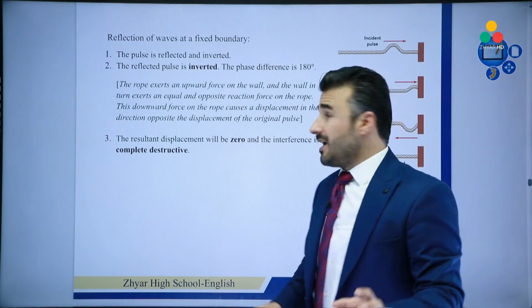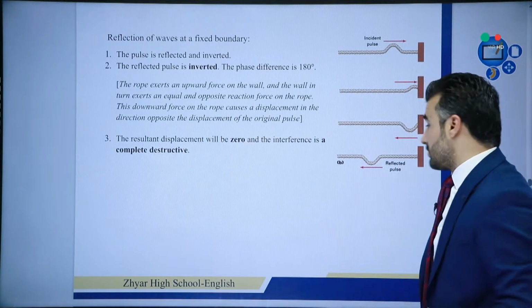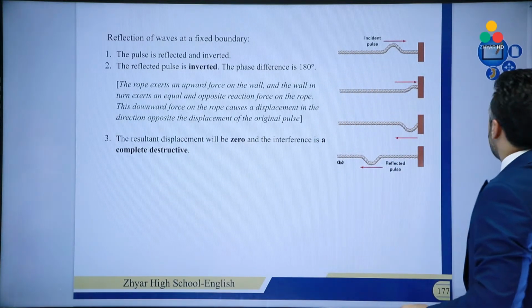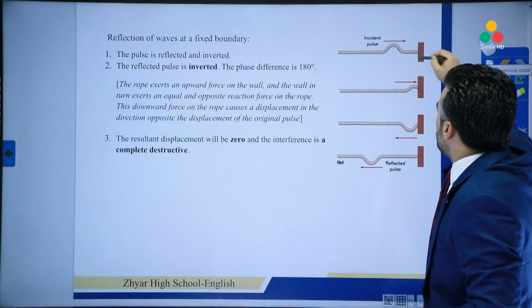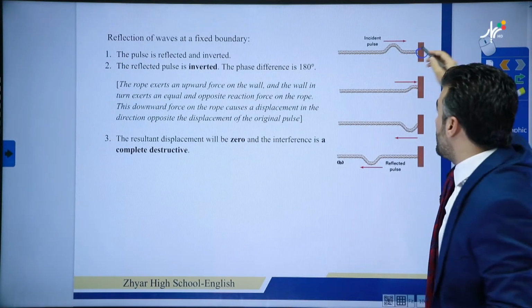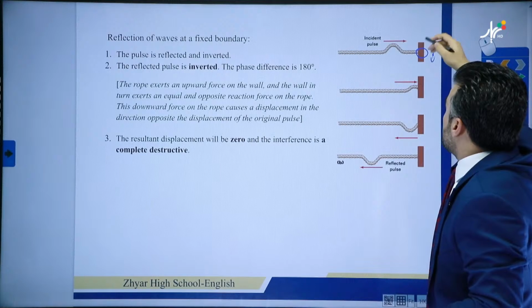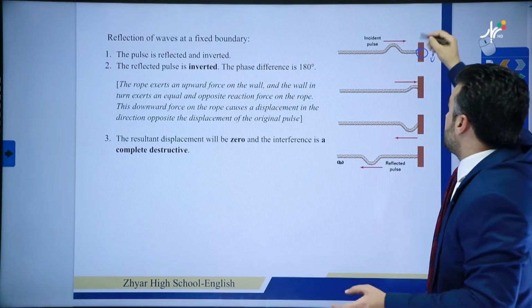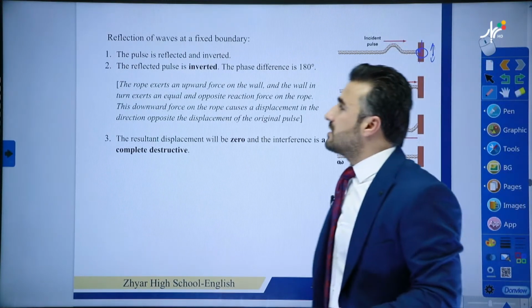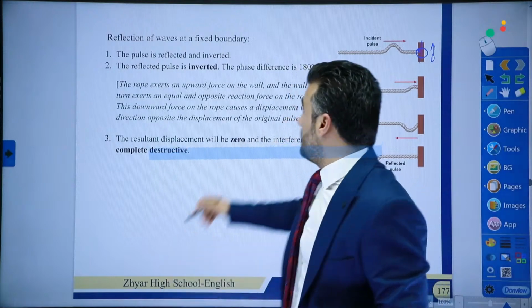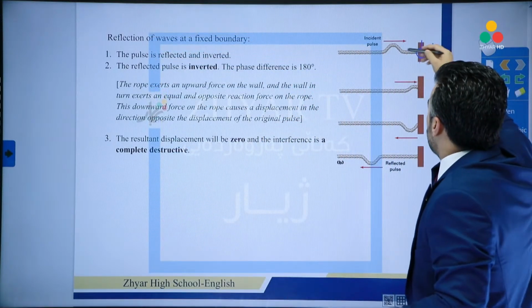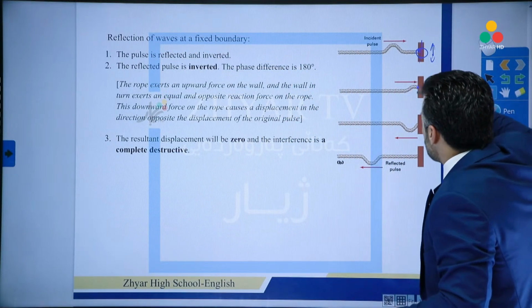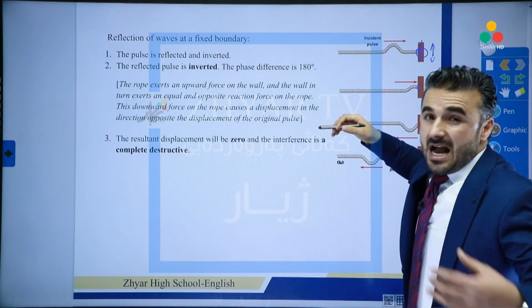Now, we have almost a very similar case, but this time we have a fixed boundary. A fixed boundary is where the object or this side of the rope, you can see that it is not attached to a ring so that it can move freely up or down. No, it is just fixed, let's say, or tied to the wall here. Okay, so what happens when we send a pulse? When we send a pulse, you can see here, the pulse is going all the way there. Once the pulse reaches this point, what do you think will happen? Action and reaction.